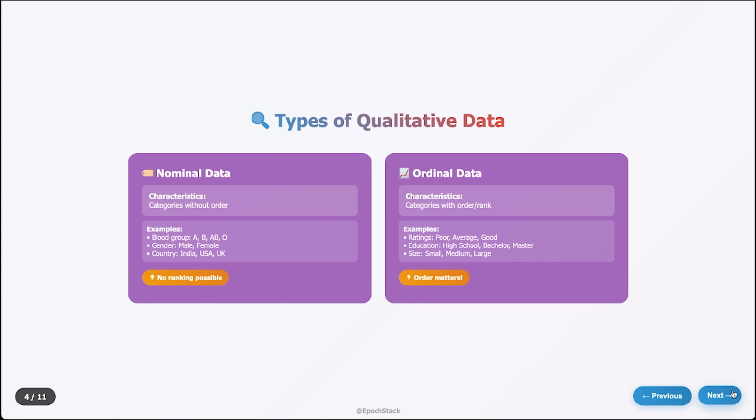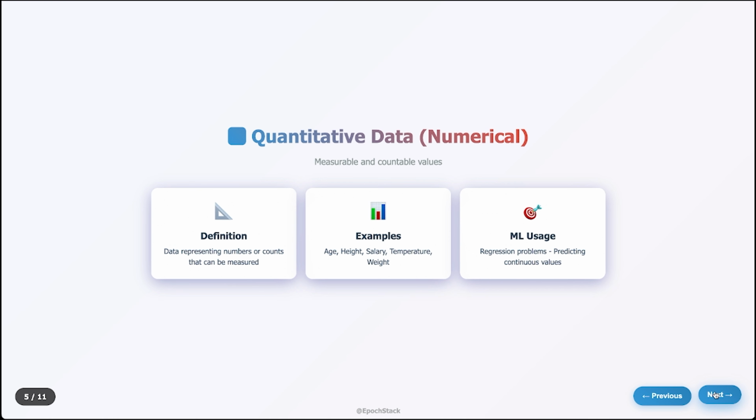So now coming to quantitative data. Quantitative data means the data is presented in numerical form. The numbers can be counted or measured. For example, age, height, salary, temperature, weight. These are forms of quantitative data, and it is generally used in regression problems where you want to predict the house price or you want to predict continuous values.